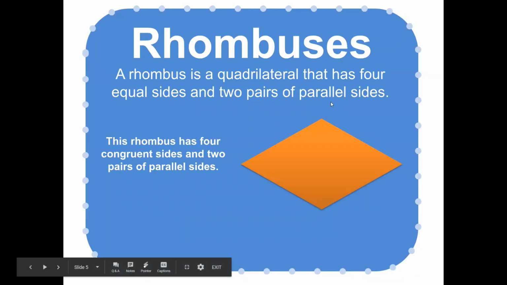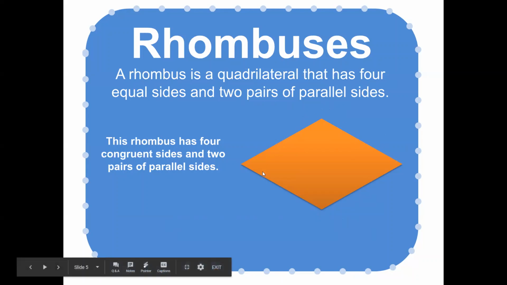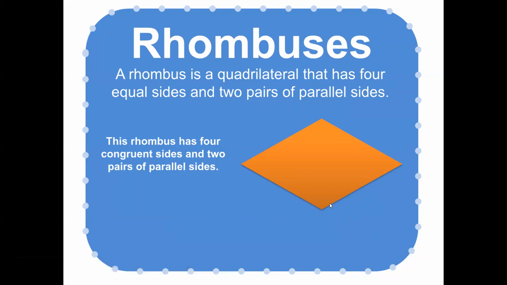A rhombus is a quadrilateral, has four sides, and again has two pairs of parallel sides. So similar to a rectangle or a square, opposite sides are parallel, meaning they run the same direction. Similar to a square, all sides are equal. However, different than the previous two quadrilaterals we've seen, they do not need right angles. However, their opposite angles are equal, so this angle is equal to this one, and this angle is equal to this one. But again, this is not necessarily a right angle.